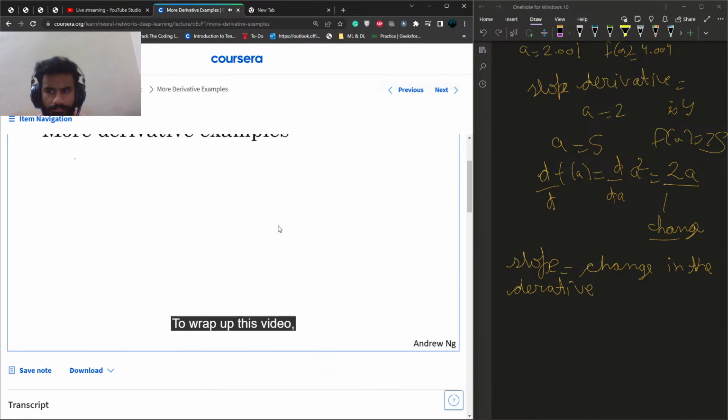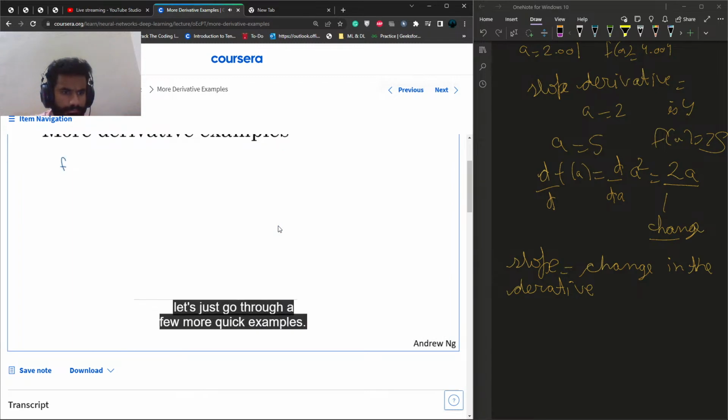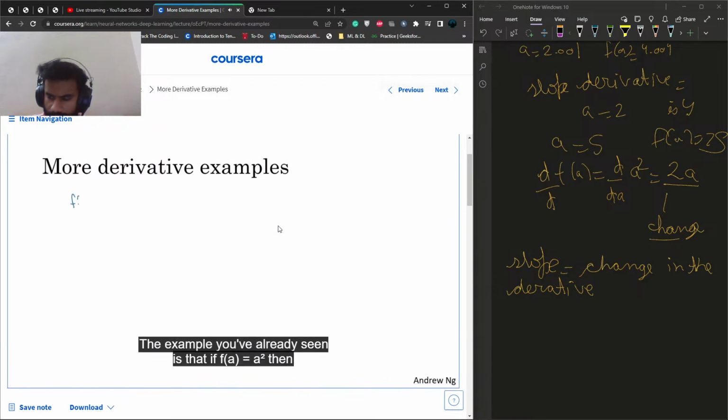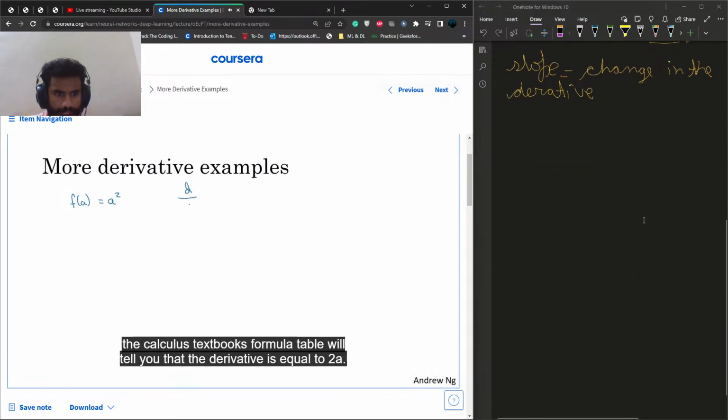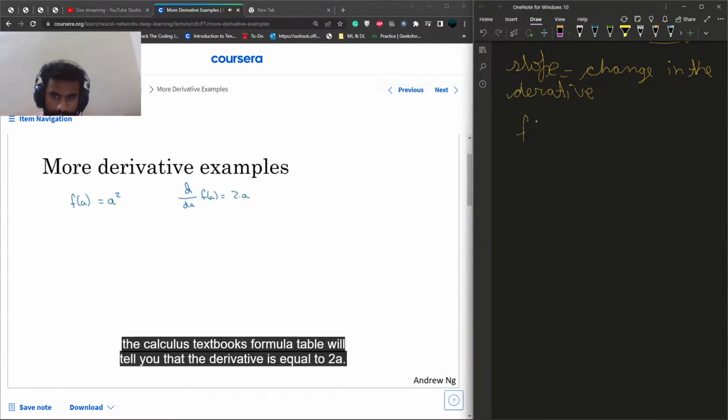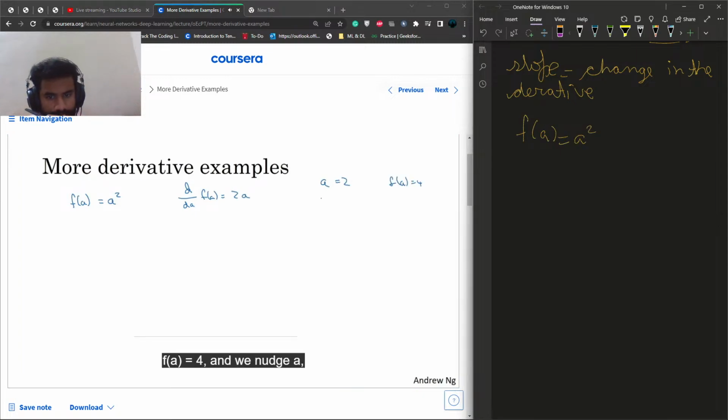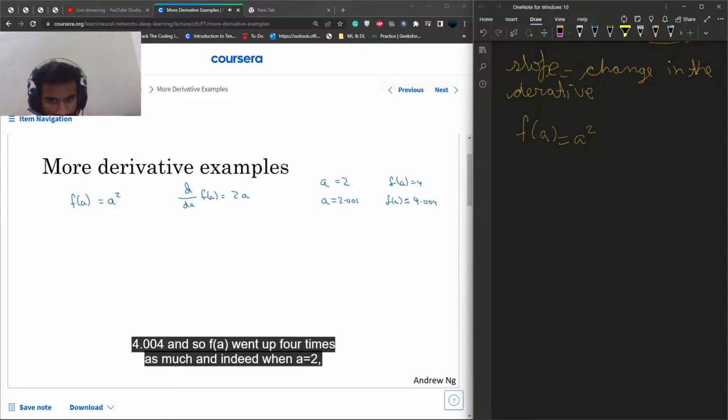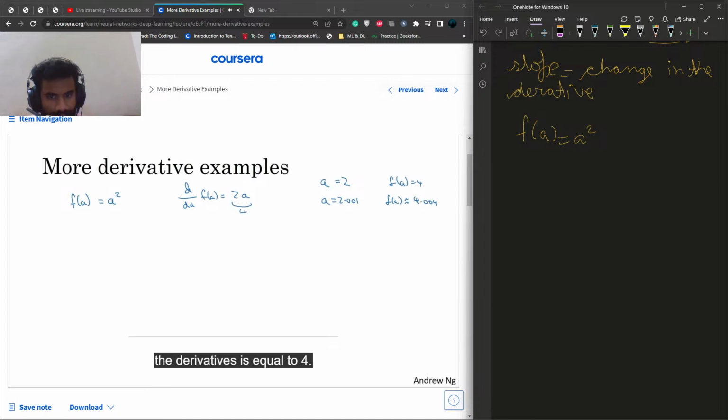To wrap up this video, let's go through a few more quick examples. The example you've already seen is that if f of a equals a squared, then the calculus textbook's formula table will tell you that the derivative is equal to 2a. So the example we went through was that if a is equal to 2, f of a equals 4. And if we nudge a so it's a little bit bigger, then f of a is about 4.04. So f of a went up 4 times as much. And indeed, when a is equal to 2, the derivative is equal to 4.